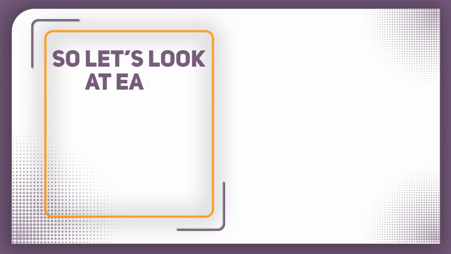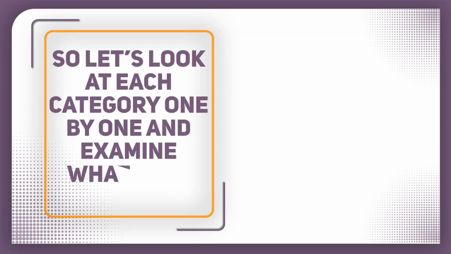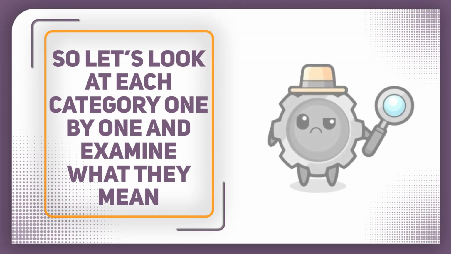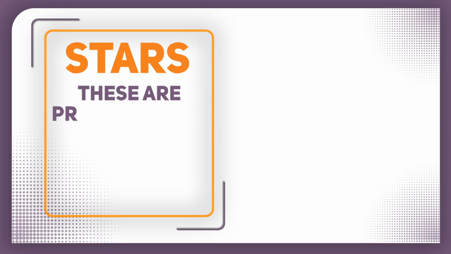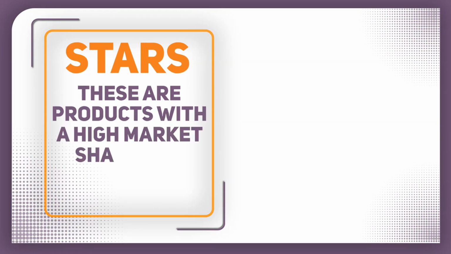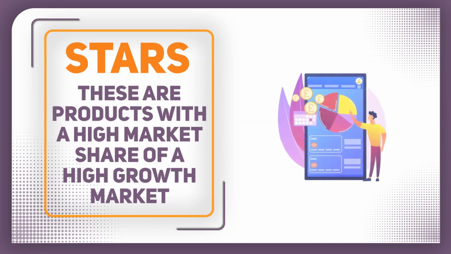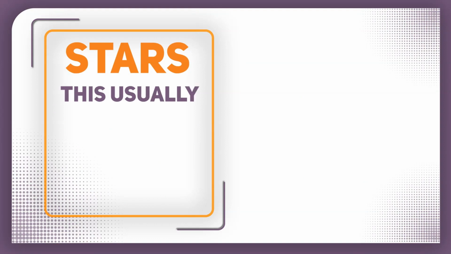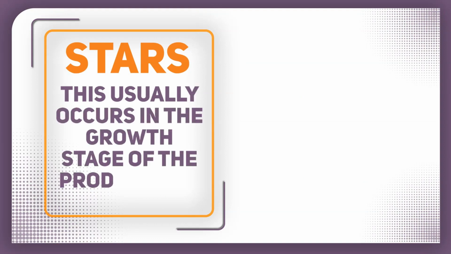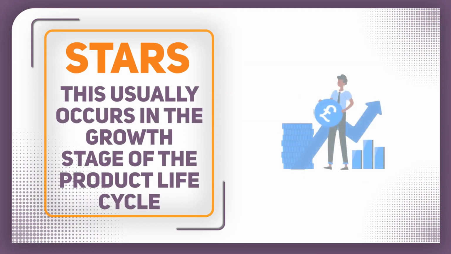So let's look at each category one by one and examine what they mean. Let's start at the top left of the matrix with the stars. These are products where your business has a high market share of a high growth market, meaning the market is growing and more customers are using the product or service. This usually occurs in the growth stage of the product life cycle, which we have looked at in another video. The products here are called stars because they shine and attract attention compared to other products.